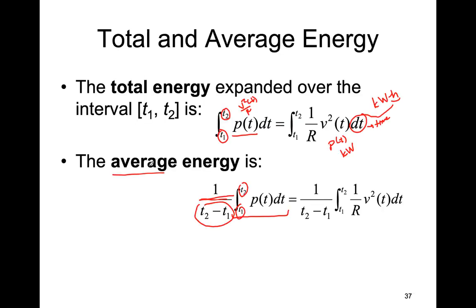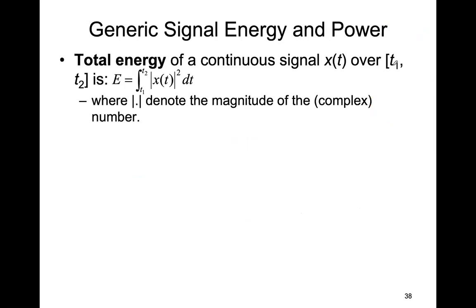I hope you got the main idea. We have instantaneous power, we have total energy, and then we have average energy. You see, everything is related to each other: instantaneous power, total energy, average energy. So we will use these in generic terms.